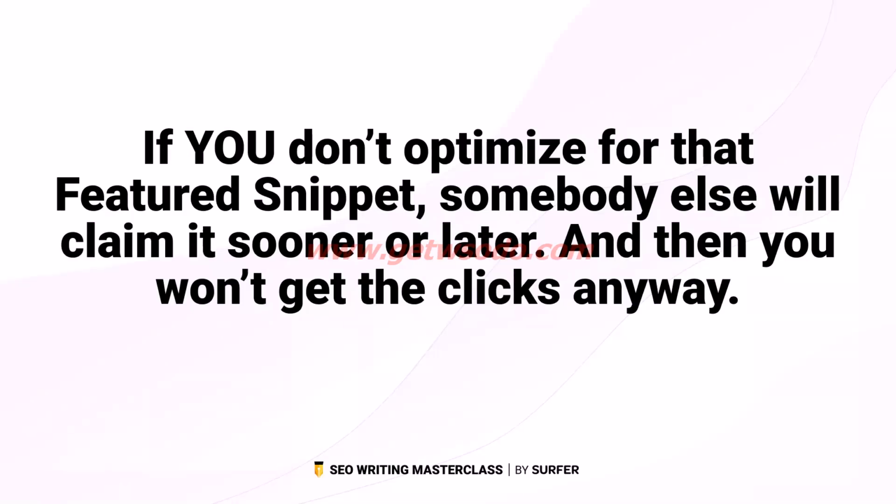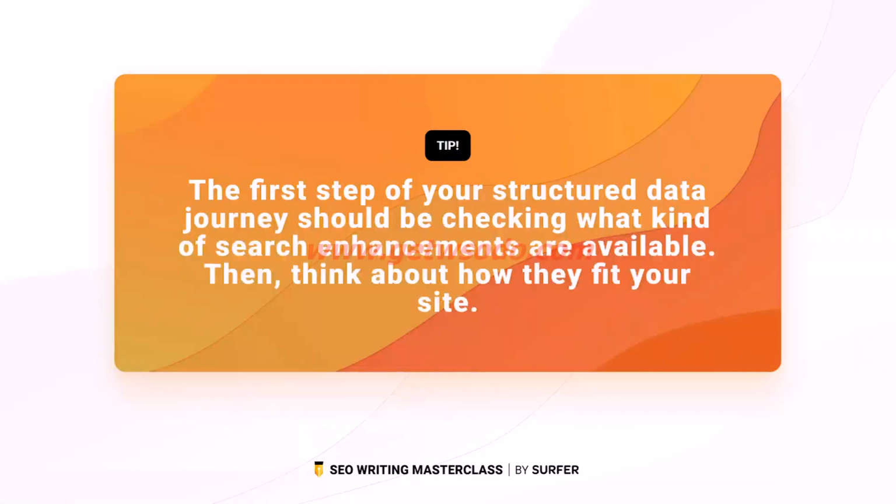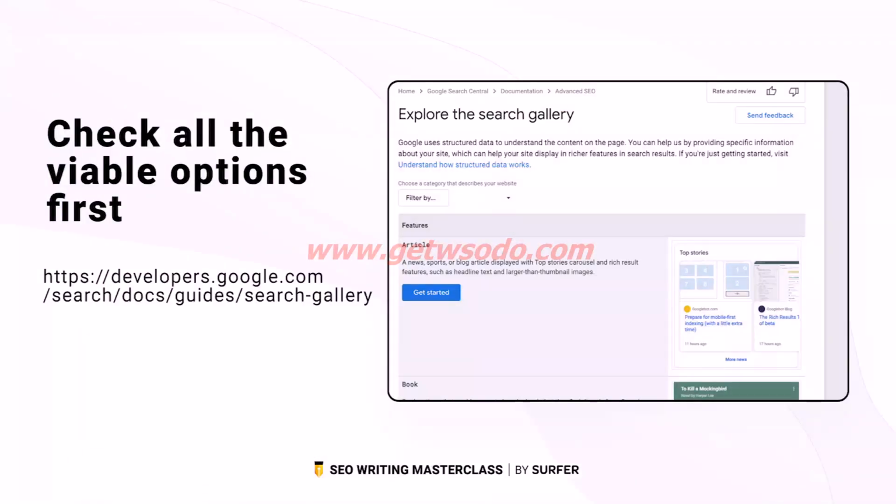Now that we know the pros outweigh the cons, let's see what implementing structured data looks like in practice. I will introduce you to the whole process step by step. The first step of the structured data journey should be checking what kind of search enhancements are available. Then, think about how they can fit your site. Not every link needs a review display next to it. Not every type of information fits into the Knowledge Graph, and so on. Check all the viable options first. It's best to consult a Google guide on search galleries.